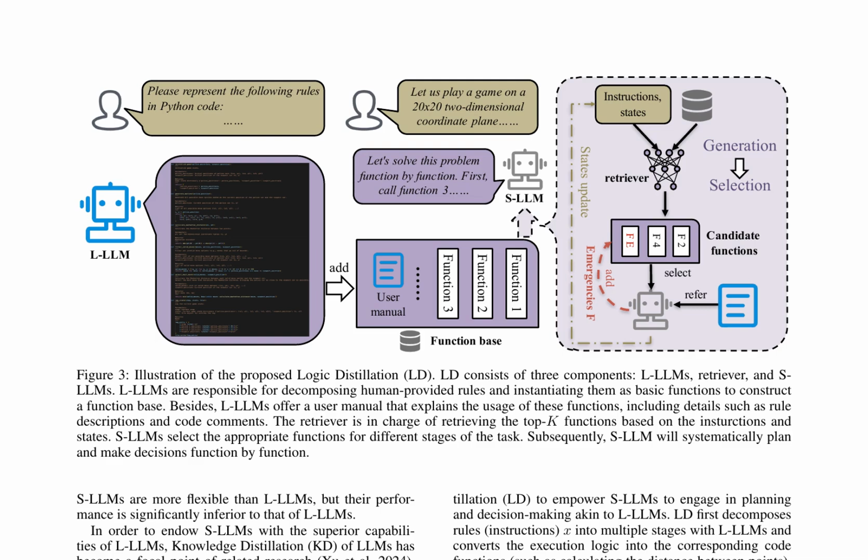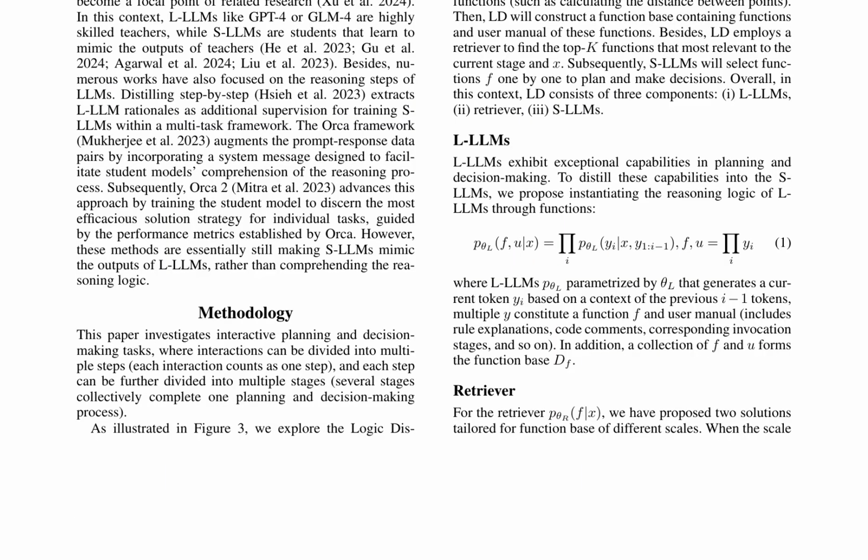The paper presents a novel approach called Logic Distillation, LD, that aims to enhance the capabilities of smaller language models, S-LLMs, by leveraging the superior planning and decision-making abilities of larger language models, L-LLMs. LD consists of three components: L-LLMs, retriever, and S-LLMs. L-LLMs are responsible for decomposing human-provided rules into basic functions to construct a function base, including a user manual that explains the usage of these functions.